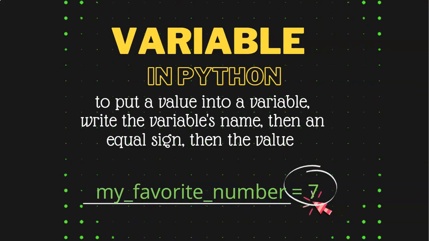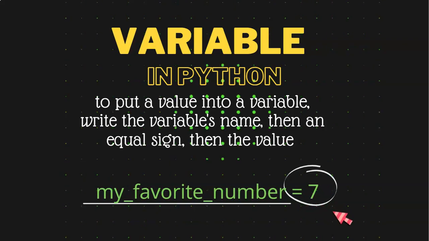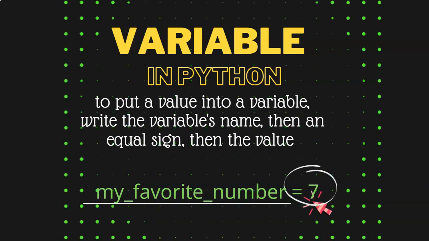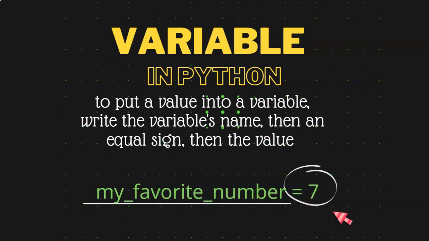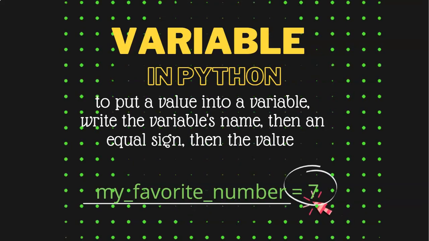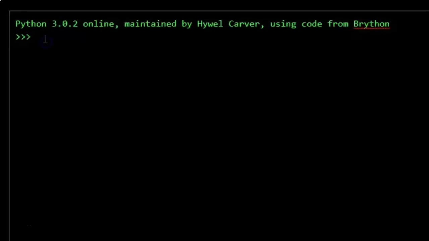To put a value into a variable, you always first write the variable's name, then an equal sign, then the value. Python will take everything on the right side of the equal sign and then put it into the variable on the left side. This works even if you're replacing an existing value.